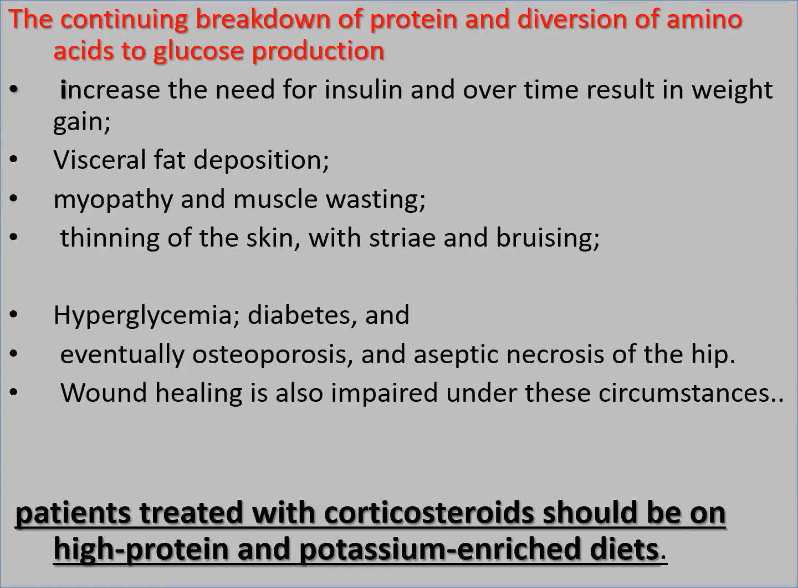Because of the continuous breakdown of protein and diversion of amino acids to glucose production in the body, there is increased need for insulin, and because of this there is weight gain. Then visceral fat deposition again, myopathy, muscle wasting, thinning of the skin, hyperglycemia, diabetes, eventually osteoporosis, and all these effects are due to continuous breakdown of protein and diversion of amino acids.